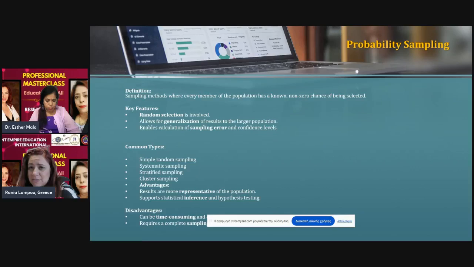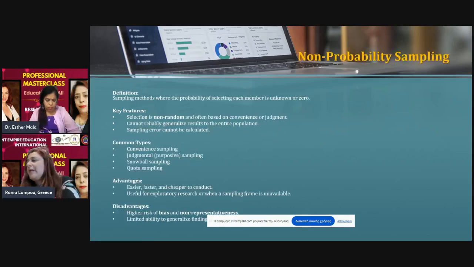One of the advantages of this type of sampling is that the results are more representative of the population. This supports statistical inference and hypothesis testing. And on the other hand, what are the disadvantages? It can be time-consuming and costly, and it requires a complete sampling frame, so the list of population members.